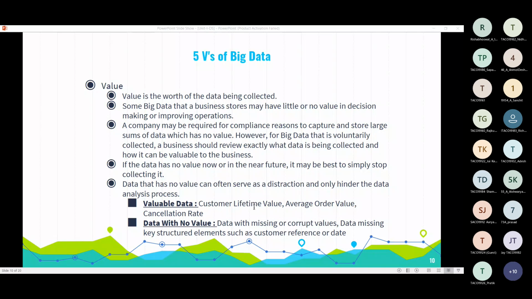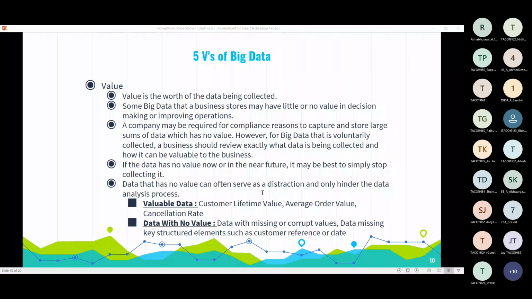But as a data scientist or as a big data analyst, what we must know is how to derive value from data. With big data that is voluntarily collected, a business should review exactly what data is being collected and how it can be valuable to the business. So if the data has no value now or in the near future, it may just be discarded, or you may stop collecting that data. Data that has no value can often serve as a distraction and only hinder the data analysis process.